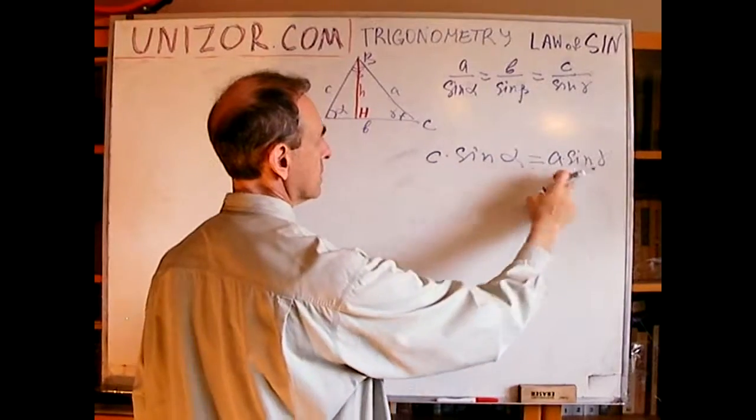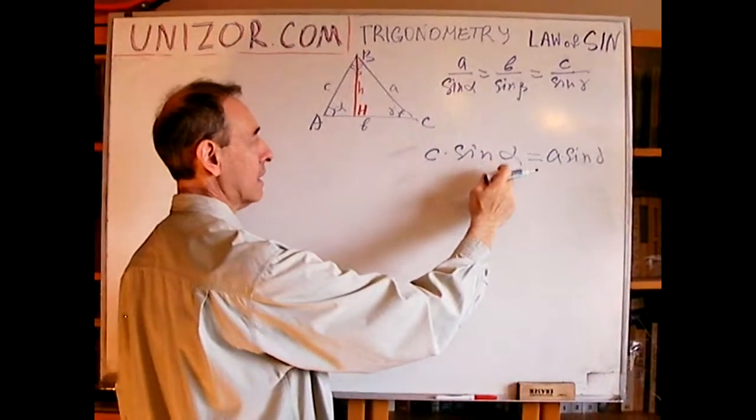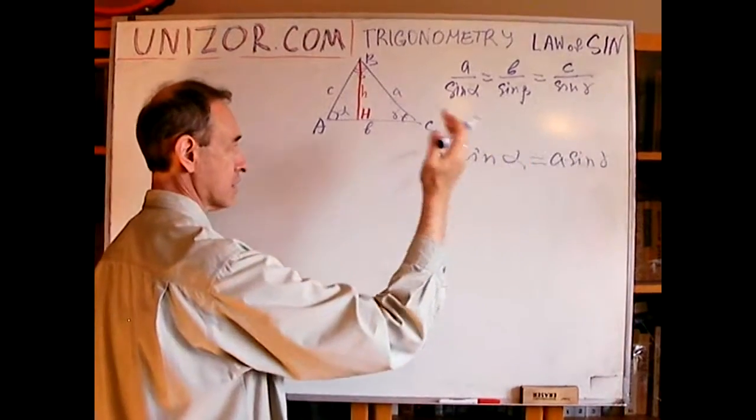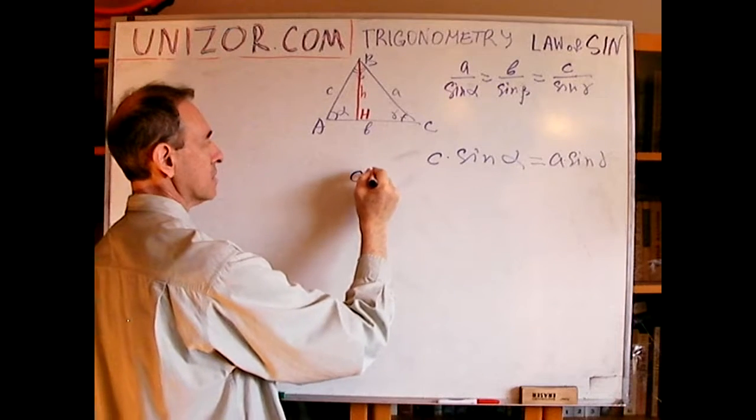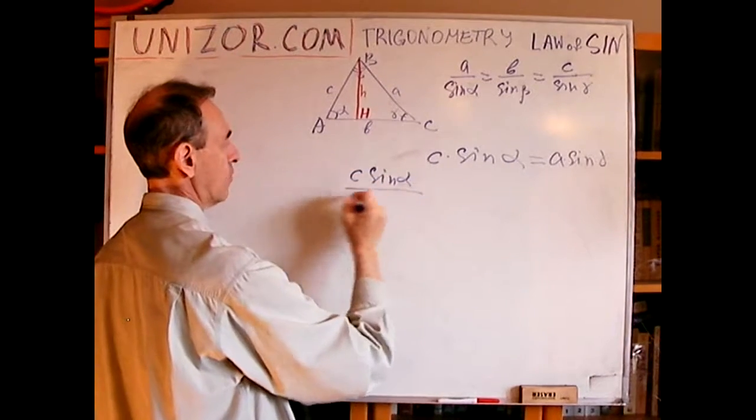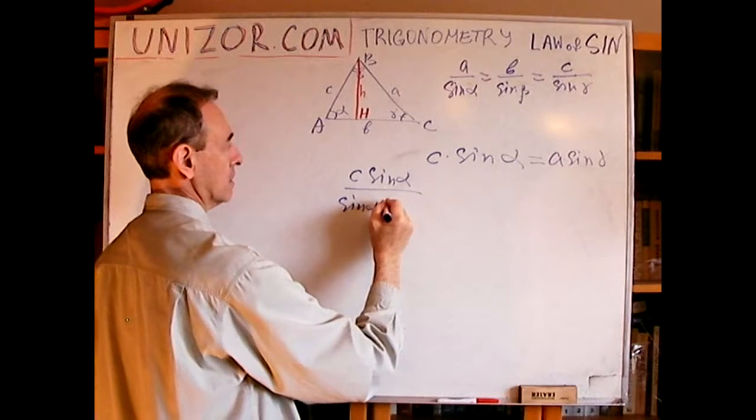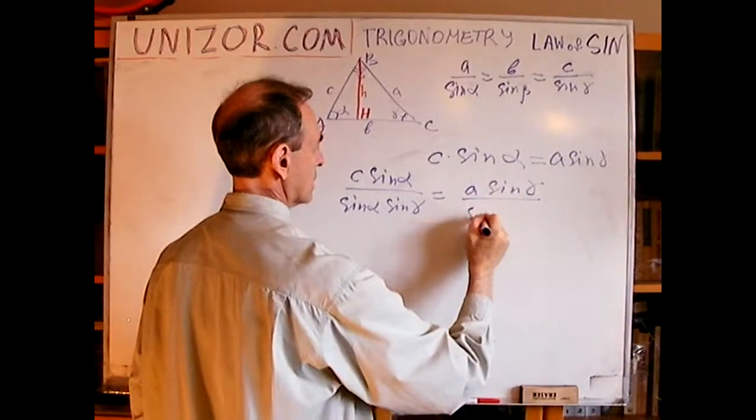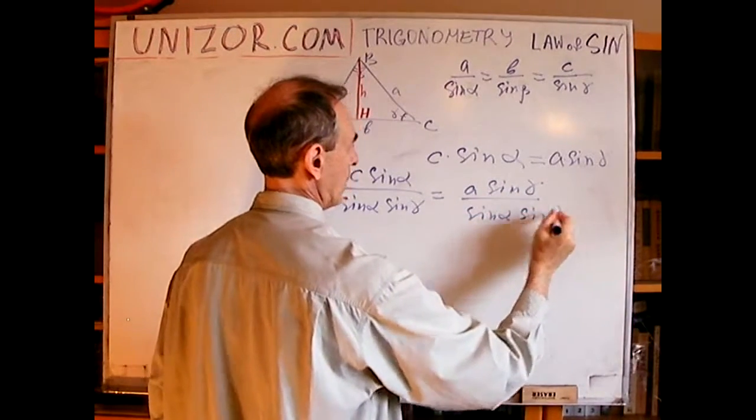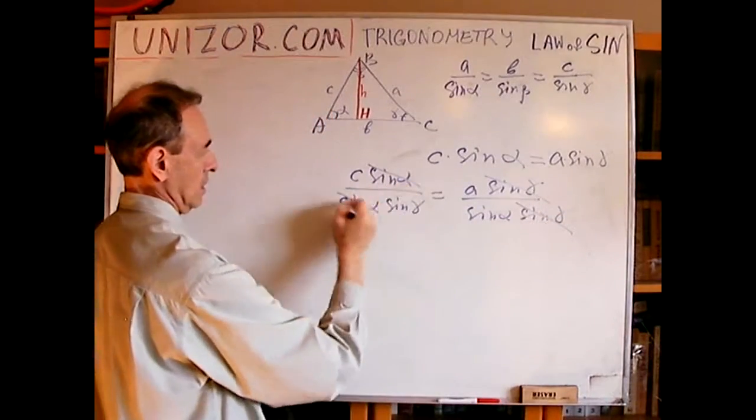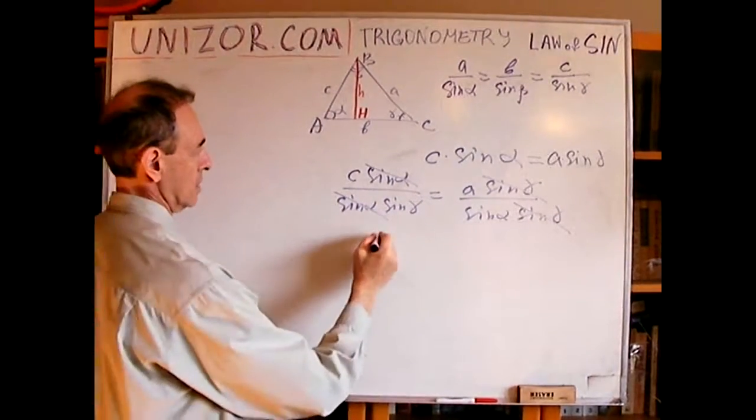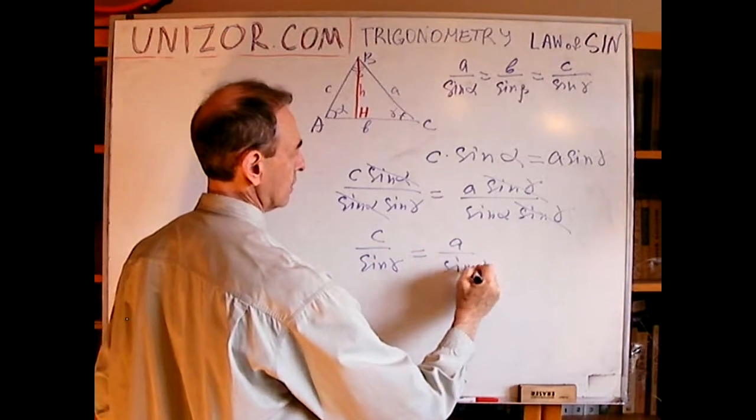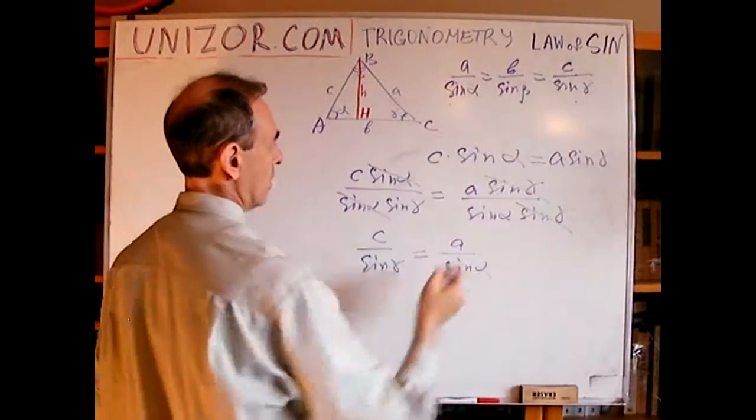And let's rewrite this: we can divide by sine alpha times sine gamma. They are not equal to zero, so we can safely divide. And what will we have? c sine alpha divided by sine alpha sine gamma equals a sine gamma divided by sine alpha sine gamma. And what do we have? c over sine gamma equals a over sine alpha.